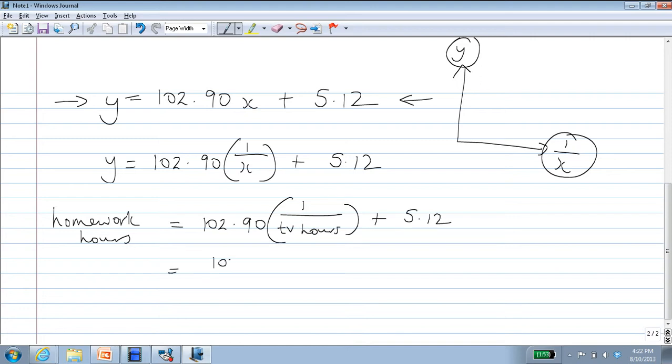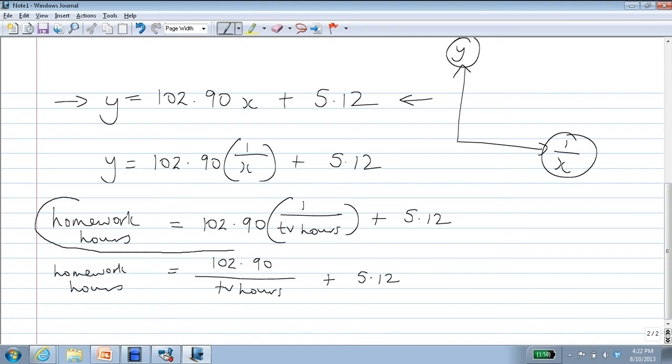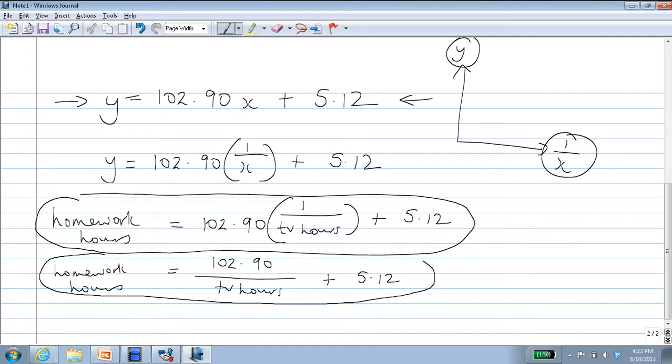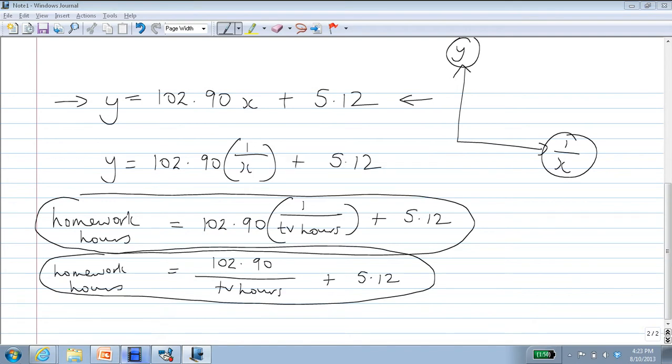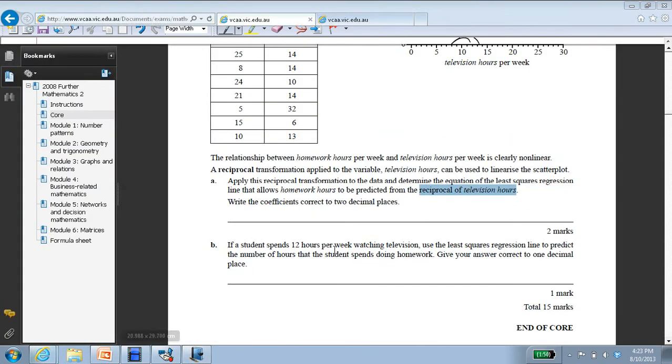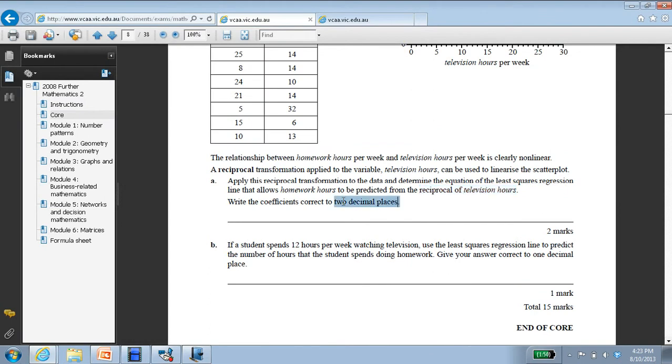And the other way of writing this is to put the 102.90 up the top and something like this. And that is our final answer. So either one of these last two lines is your final answer. And you'll note as well one other thing. Let's go back to that exam question. We have written the coefficients correct to 2 decimal places.